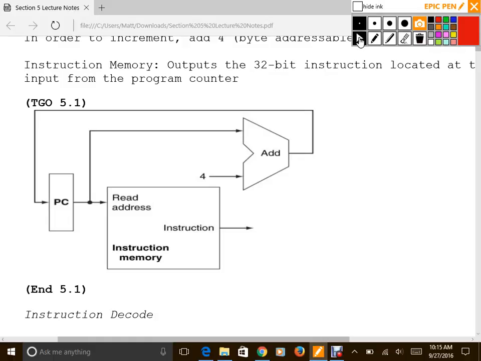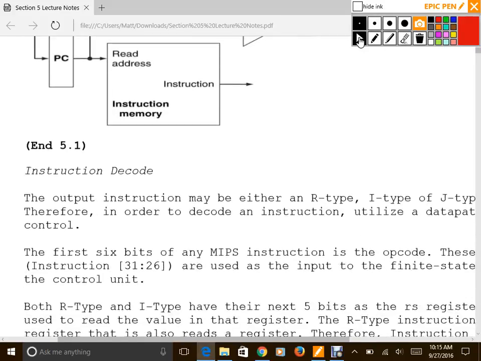So we get out of instruction memory, instruction fetch, and now we're actually decoding the instruction. Okay, before I move on, does that make sense so far? Right. So it's instruction decode.